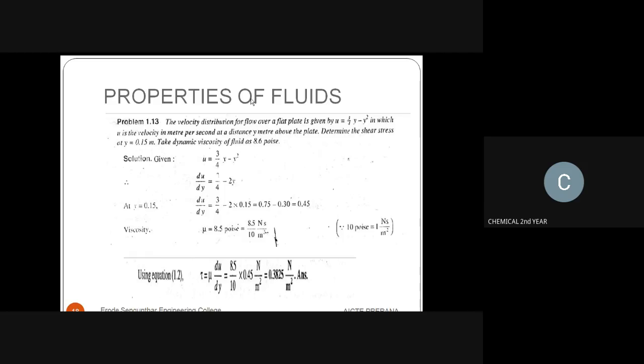Right. So if you have been given the velocity distribution for a flow over a flat plate and dynamic viscosity is given, you need to differentiate that particular equation and you need to find out the du by dy value. That is a simple concept behind this problem. Okay, right. So we can move to the next problem.